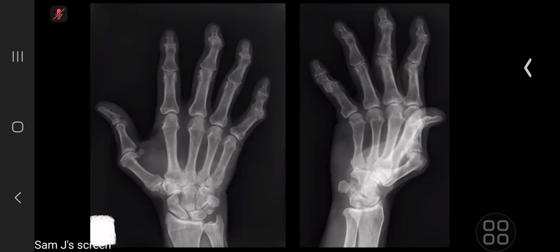Other disease processes which are polyarticular include gout, but I'd expect to see a gouty tophus, or psoriatic arthropathy, in which case I'd expect to see some new bone formation and dactylitis, but I don't see any soft tissue swelling in this case. Okay, yeah, excellent. So this is the description I was actually looking for.